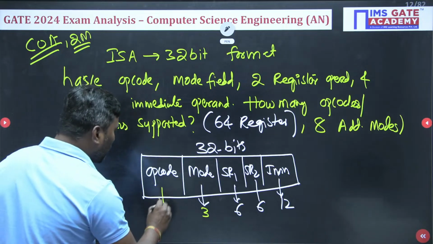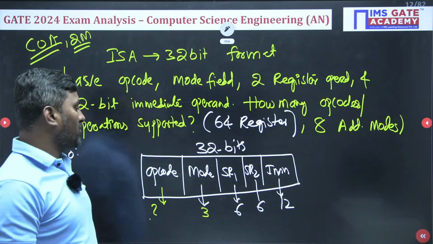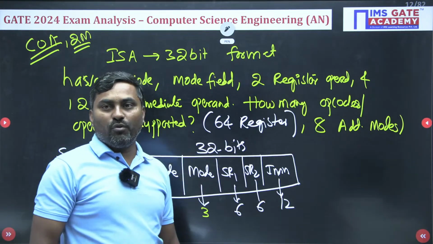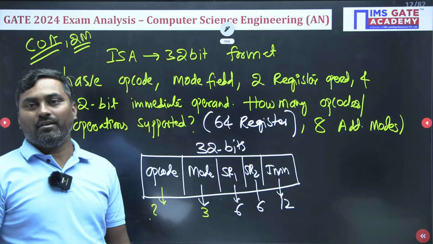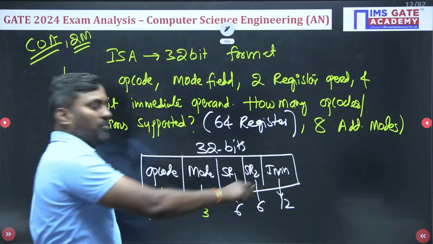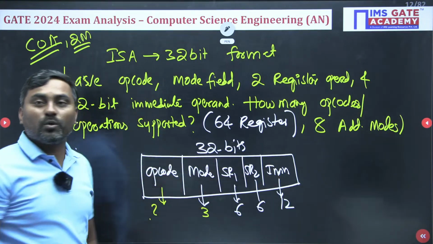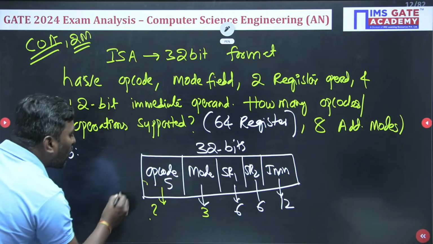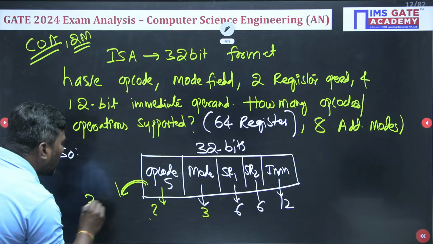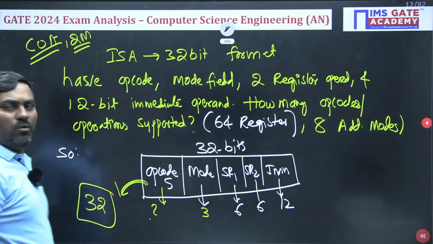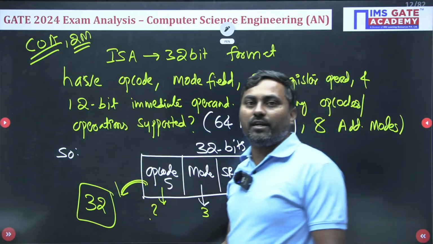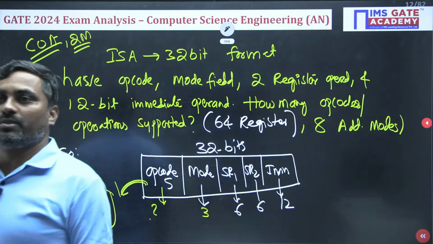Now the question: how many opcodes are possible? 12 plus 12 is 24, plus 3 is 27. If 27 bits are removed, then 32 minus 27 is 5 bits. If the opcode has 5 bits, how many operations are possible? Is it not 32? How many people got the answer 32? 32 is the right answer for this question.